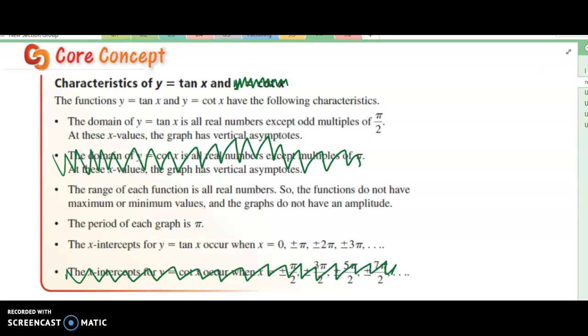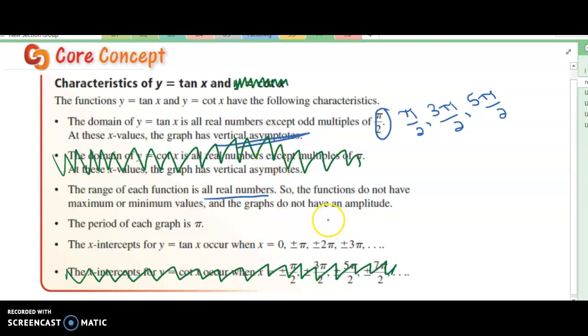So the domain here is going to be all real numbers except odd multiples of pi over 2. That would be pi over 2, 3 pi over 2, 5 pi over 2, and so on. These are the values where we would have vertical asymptotes, that's where we're undefined. Now the range, remember range is our y value. We go all the way down to negative infinity, all the way up to positive infinity, so our range would be all real numbers. There's no restrictions on our range.